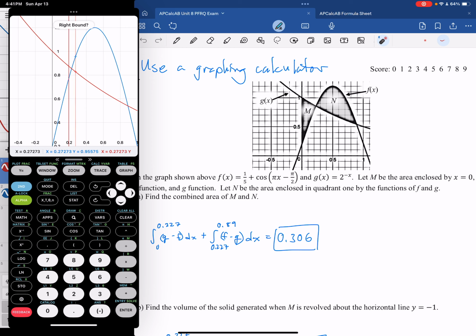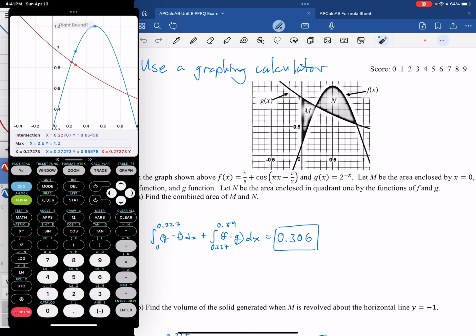I put the right side on the other side of the point of intersection. I press enter, and then it finds it for me. There's my point of intersection, it is 0.227. All right, now I do actually have my other point of intersection, so I don't have to find it with this graphing calculator because I already did it with Desmos. But I want to show you guys how to find the integrals using the Texas Instrument.